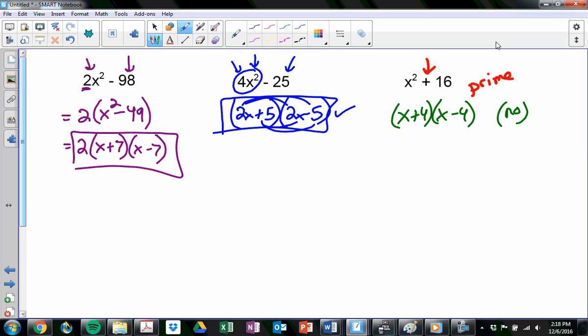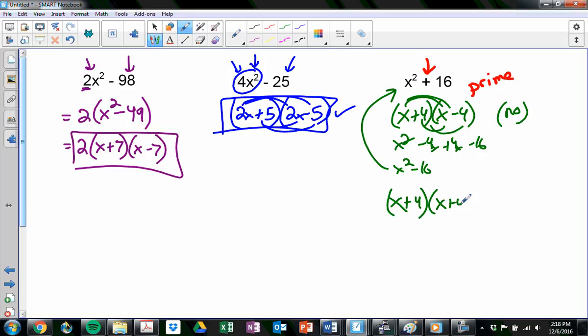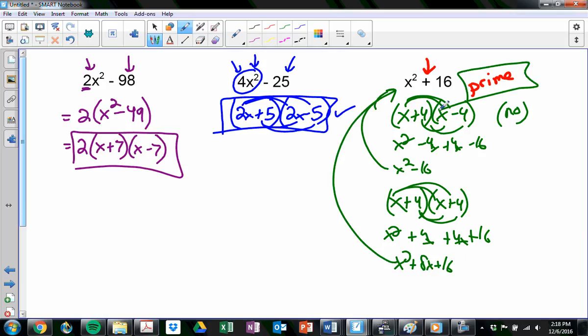We're factoring this. So I was going to show that this doesn't work, because you get x squared minus 4x plus 4x minus 16, which gives you x squared minus 16, which is not this. And you might think maybe x plus 4 times x plus 4 can work. But the middle terms combine: there's x squared, a 4x, another 4x, and a 16, and that's x squared plus 8x plus 16, which is not this, because this one is prime. If it's not a difference of squares, you can't factor it. You can always try to factor it, but this one can't factor.